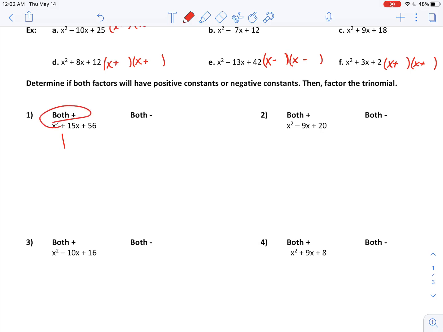Positive in the middle, so both my binomials are going to be positive. Here I've got a negative in the middle, so both are going to be negative. And the last one, what's the last one going to be? I've got a positive in there, so that's going to be both positive. And again, the reason we can make this claim for this week is because this last number is positive. Don't worry about that yet, but on Monday we'll talk more about that.